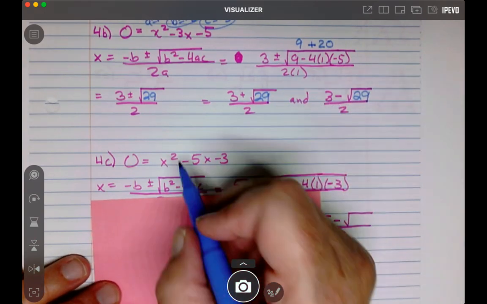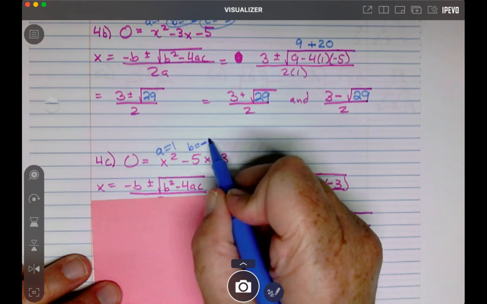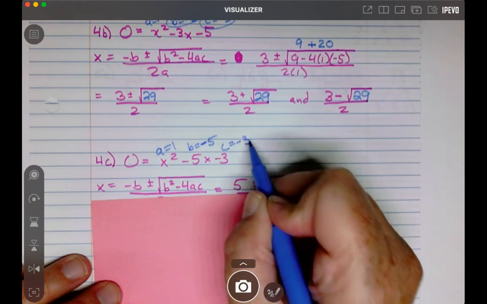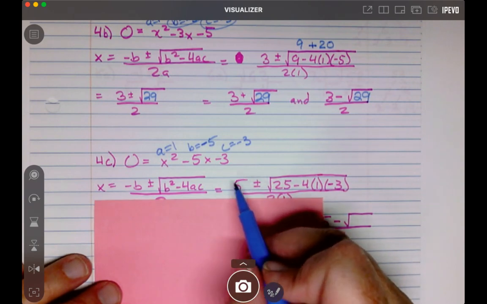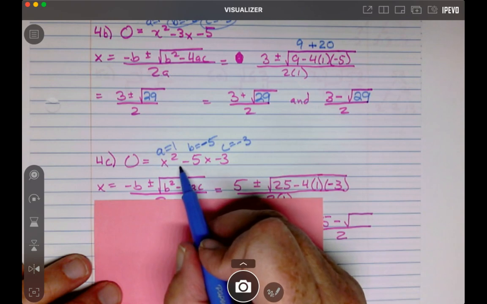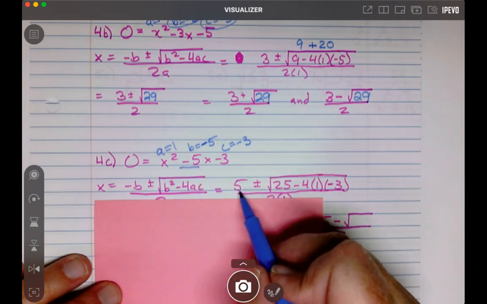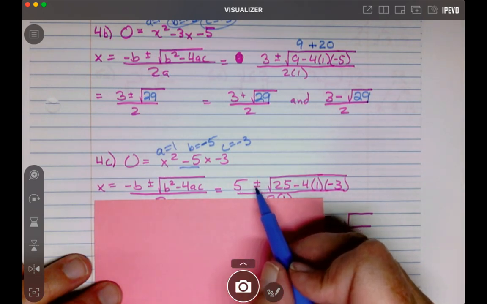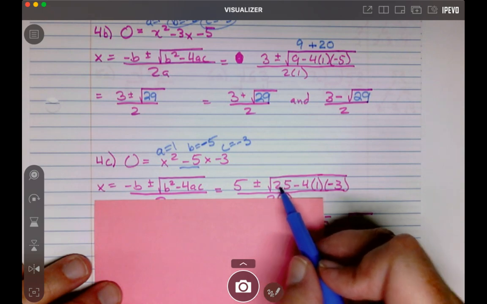Okay, last one of these. A equals 1, B equals -5, C equals -3. I've got negatives here, so I have to be careful. Negative B, which is like -1 times -5, gets me +5. You can also just think of switching the sign. If I have a negative number here, it'll be positive when I put it in the beginning of the quadratic formula. Plus and minus, B squared, well, -5 squared is +25.